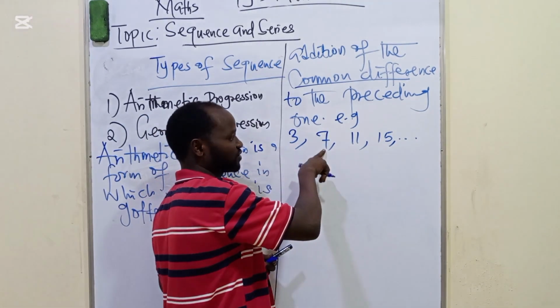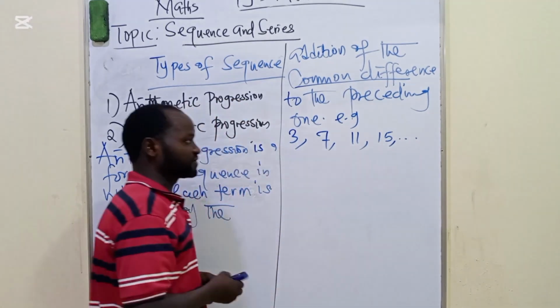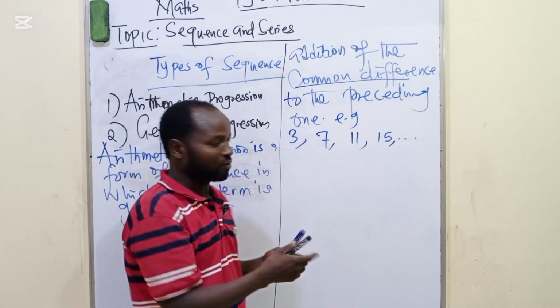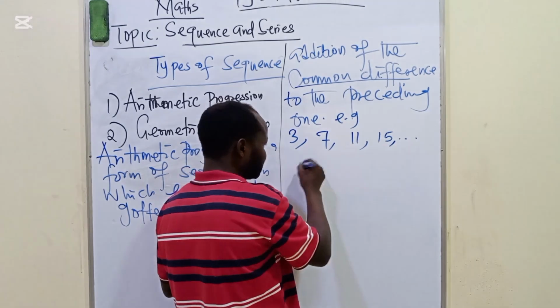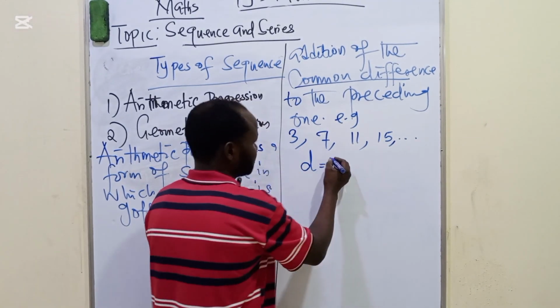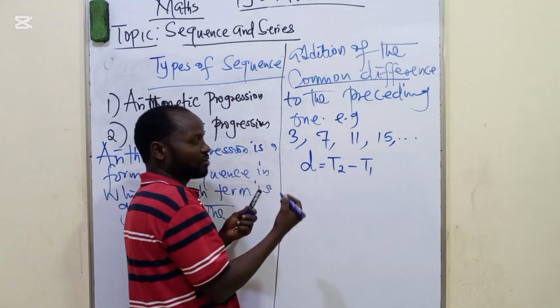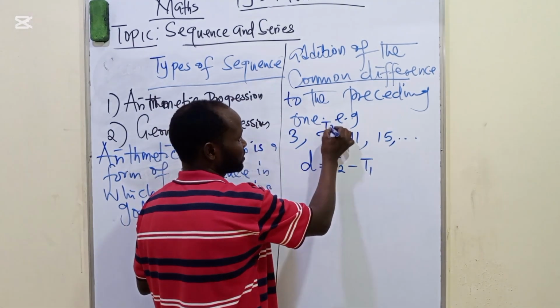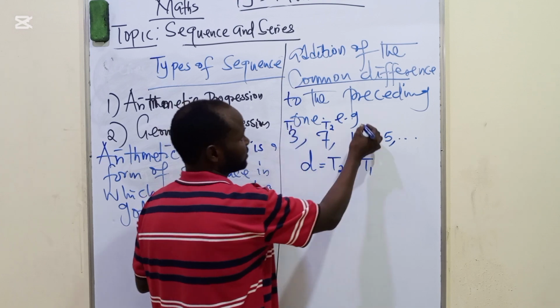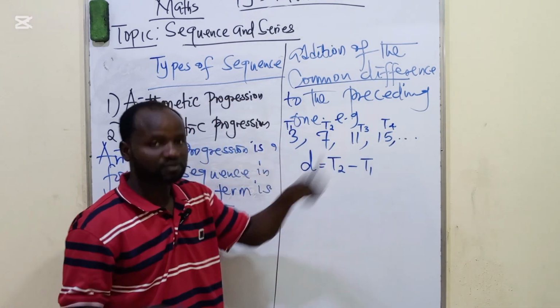From 3 to 7, from 7 to 11, from 11 to 15, it's increasing by 4. At this point, the common difference D, we use D for the common difference, is nothing but T2 minus T1. T stands for the number of terms. This is the second term here. This is the first term. This is the third term. And this is the fourth term in this sequence.